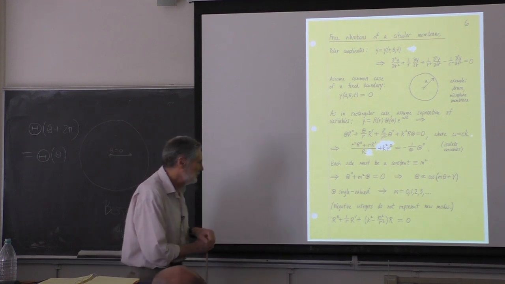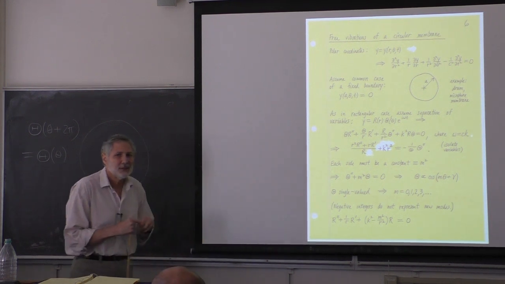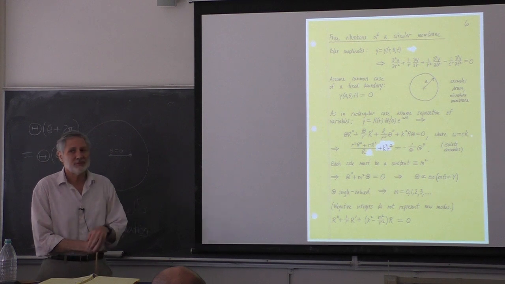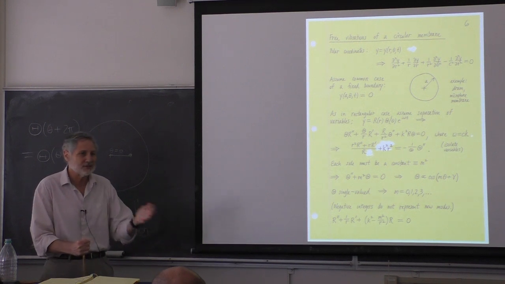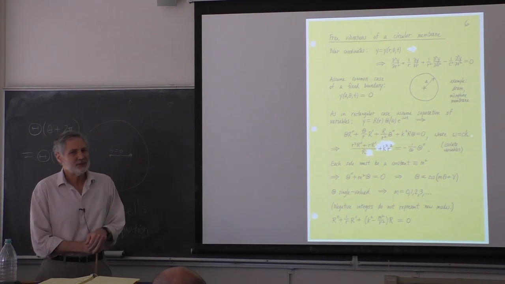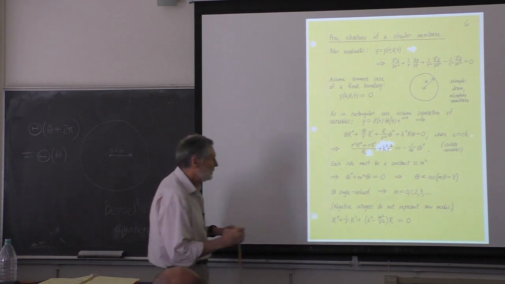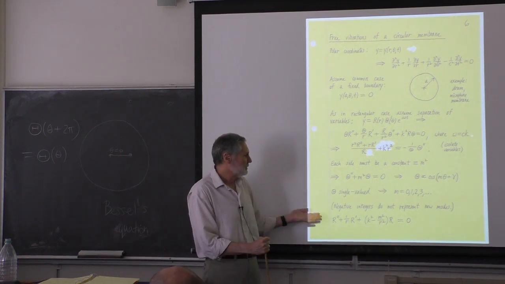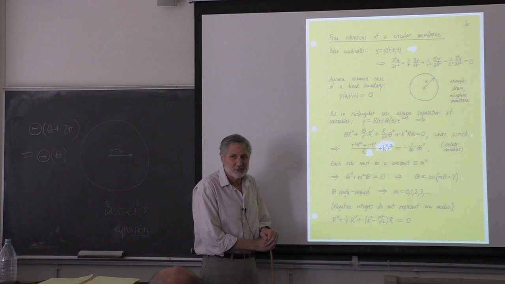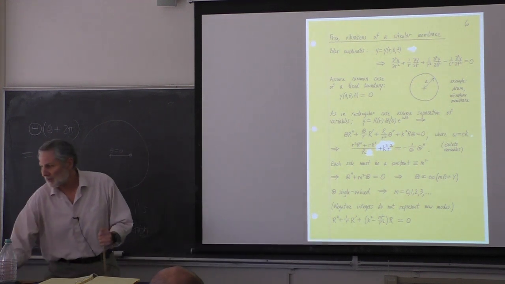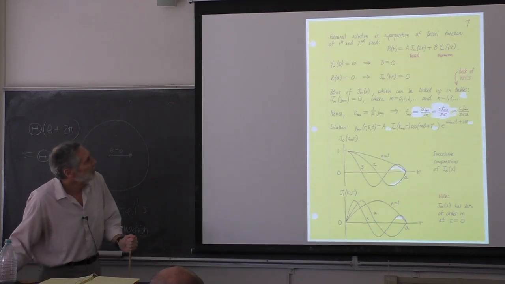Except for the trivial solution, it can't be solved with any simple functions that we're all familiar with, like simple algebraic functions, sines and cosines, exponentials. It doesn't possess such a solution. So the solutions are called Bessel functions. It definitely has solutions, and you're going to be seeing them.